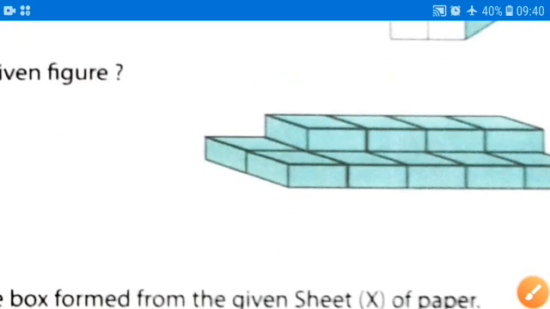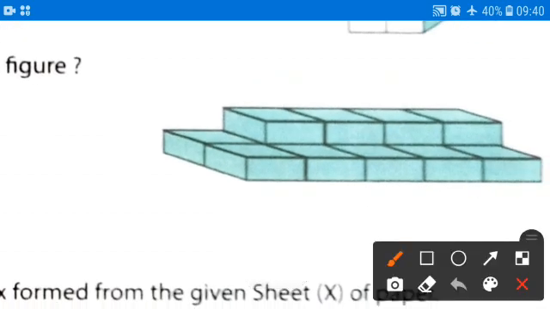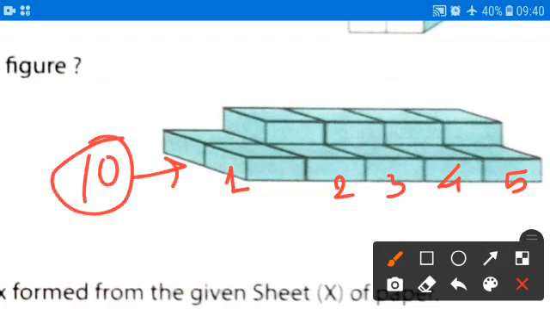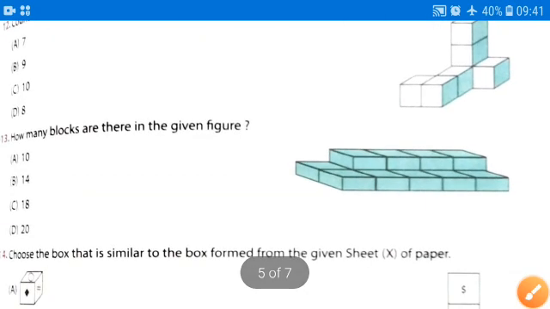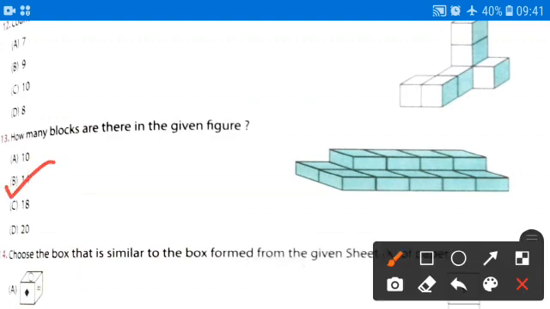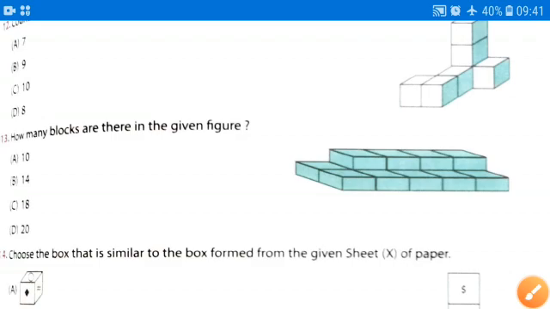Now check. In the first layer we have 1, 2, 3, 4, 5 and 5 at the back also, so there are 10 in the first layer. In the same way, how many in the second layer? This is 11, 12, 13 and 14. So the total number of blocks is 14. Very simple. Yes, option B is the correct answer for the given question.